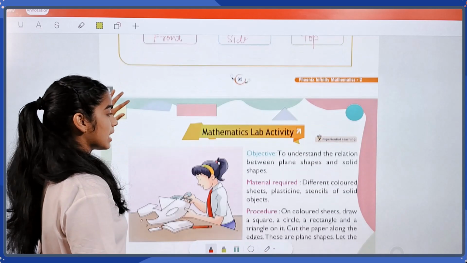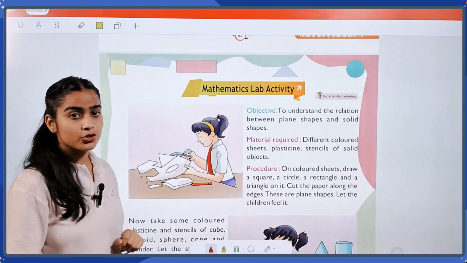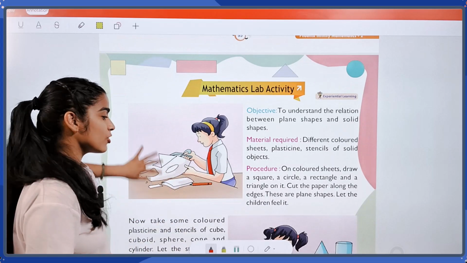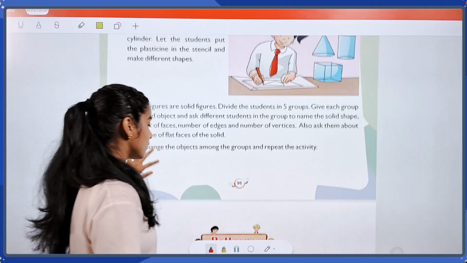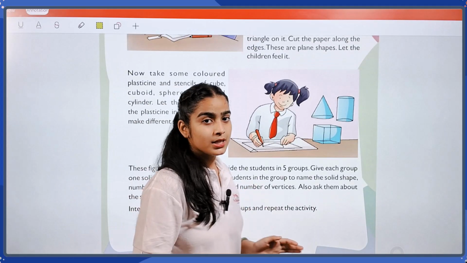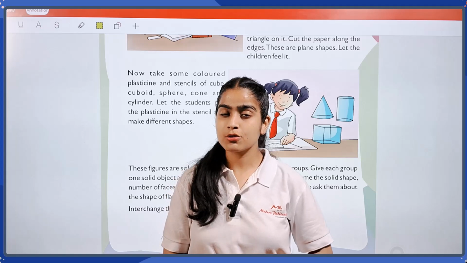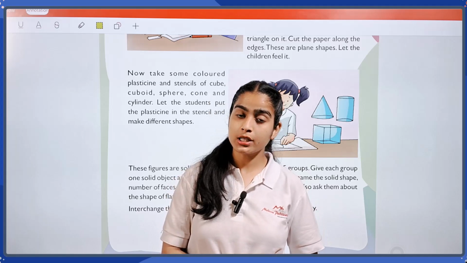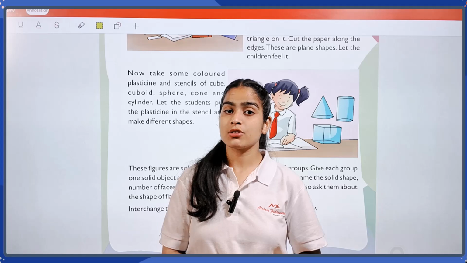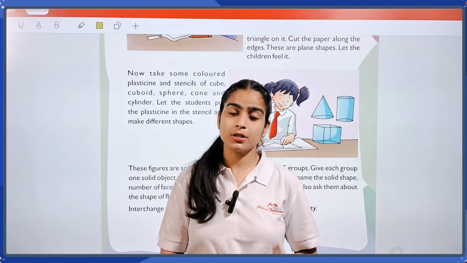So students, now you have your mathematics lab activity which you have to perform in your math lab. After performing this, your chapter ends here, and I hope, students, you loved this chapter, you enjoyed this chapter and you understood this chapter very well.